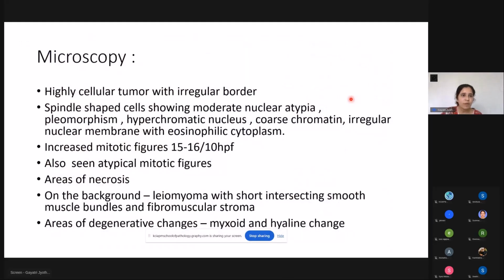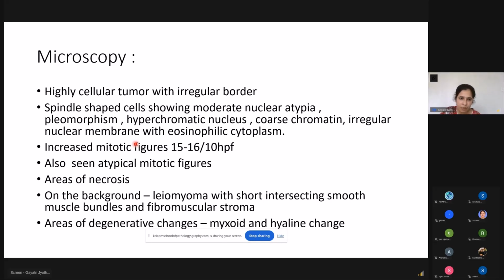So coming to the microscopic findings, the tumor appears to be highly cellular with irregular borders. Spindle-shaped cells were noticed, showing moderate nuclear atypia with pleomorphism, hyperchromatic nucleus, coarse chromatin, irregular nuclear membrane with eosinophilic cytoplasm. And there were increased mitotic figures.